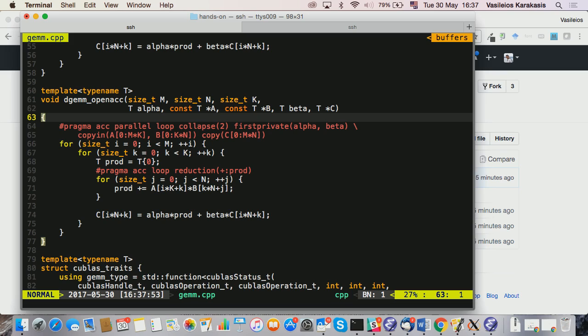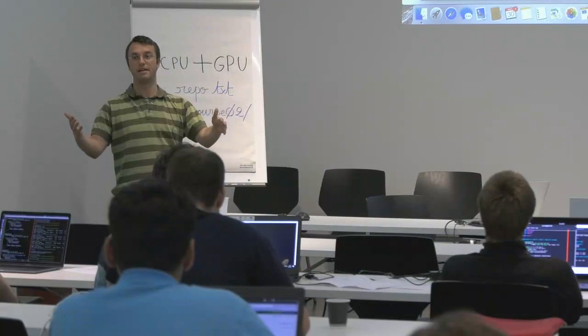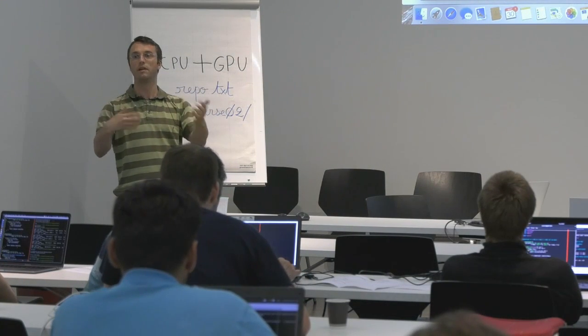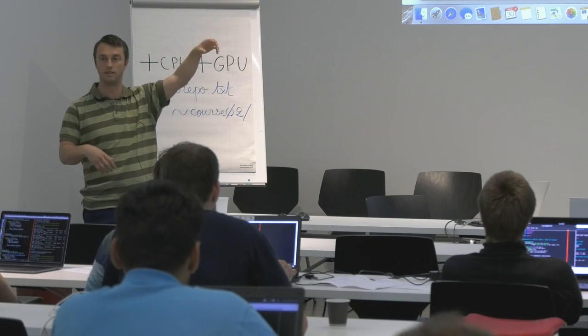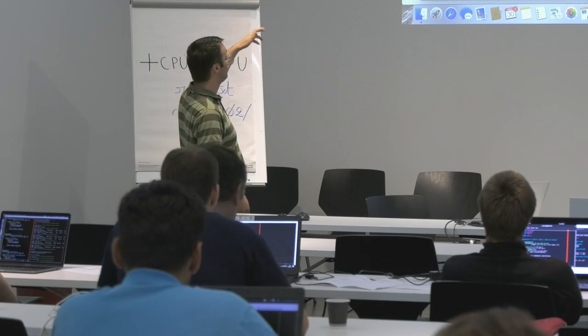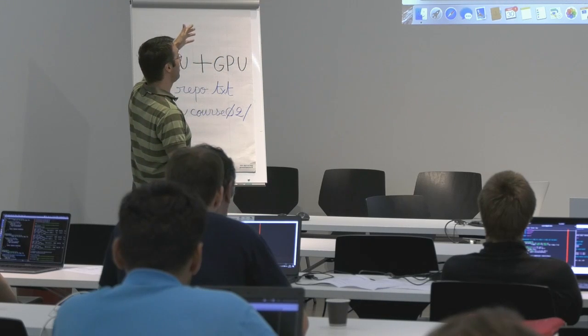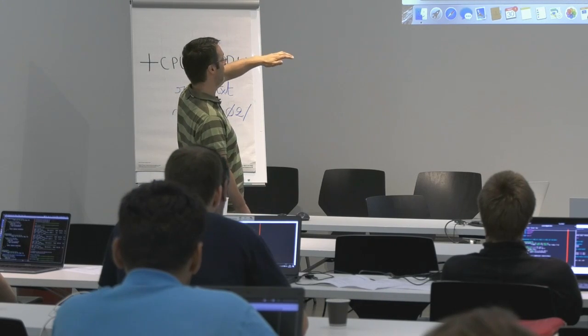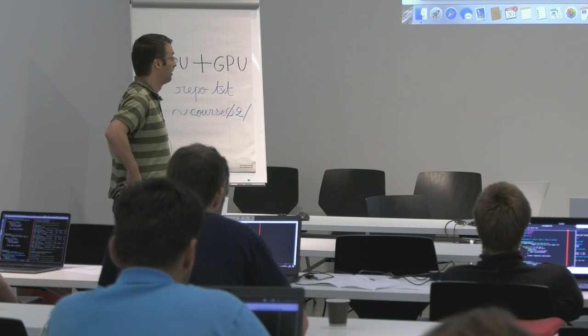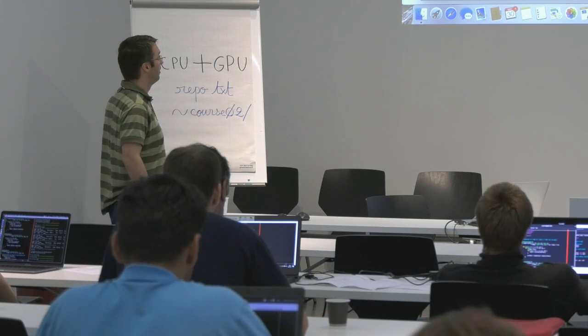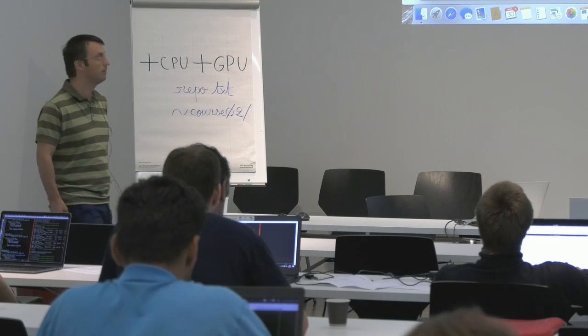Alpha and beta are firstprivate because you want them to be copied. Firstprivate means they take the value they had before, and there is a private copy of them in each thread. They're not randomly initialized; they just take the value they had outside this region. Then you copy in the A array, copy in the B array, and copy in and out the C array, right? And then you also do a reduction on the final product. That's what you get for the OpenACC version.